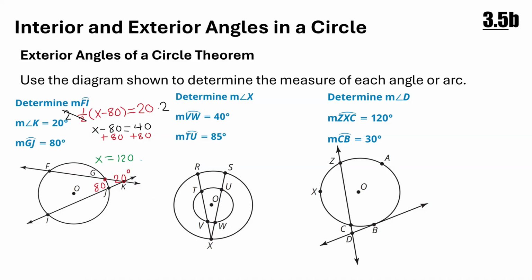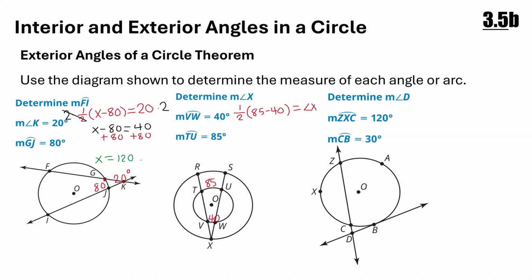The second problem asks to determine the measure of angle x, given that the measure of arc VW is 40 degrees and the measure of arc TU is 85 degrees. In this case, angle x is the exterior angle to the smaller circle. So, by the exterior angle of a circle theorem, 1/2 of 85 minus 40 equals x.